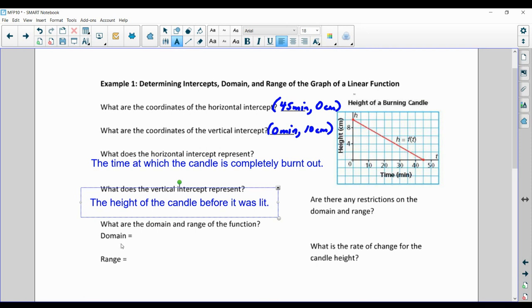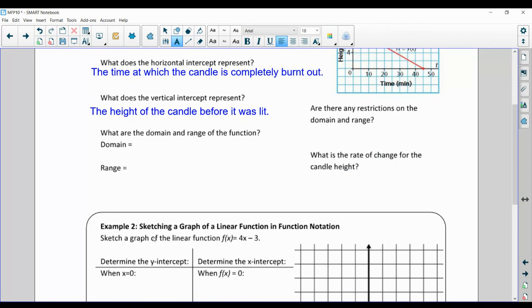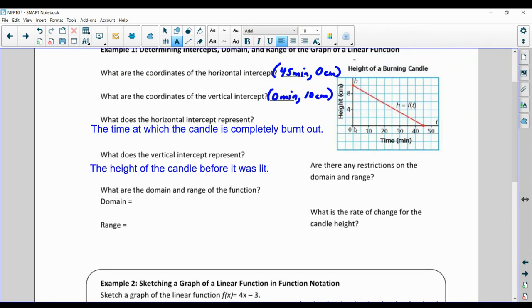Now, if we're going to write out the domain and range, mathematically speaking, the domain would be any values between 0 and 45, but it couldn't go past 45 because the candle would have disappeared. It would have been all gone after 45 minutes. But it could have been anything in between there. It could have been 5 minutes. It could have been at 11 minutes. It could have been at 10 and a half minutes. So all of the values in between are important.